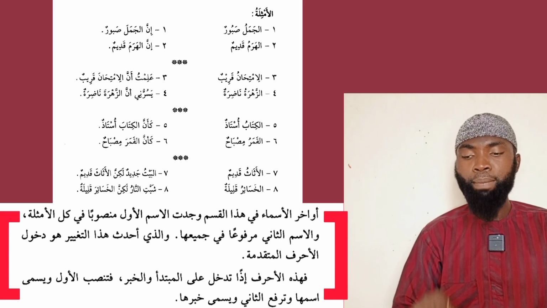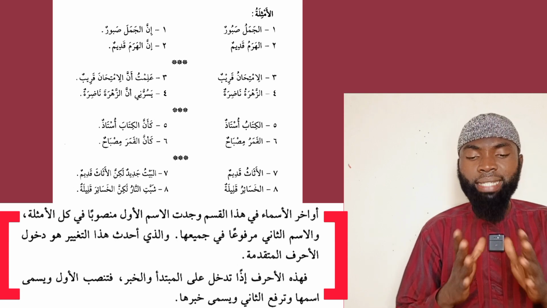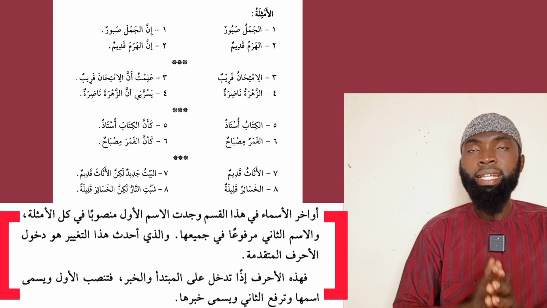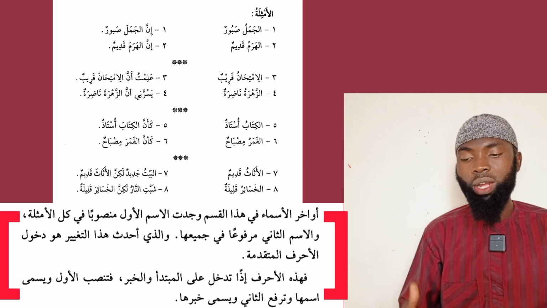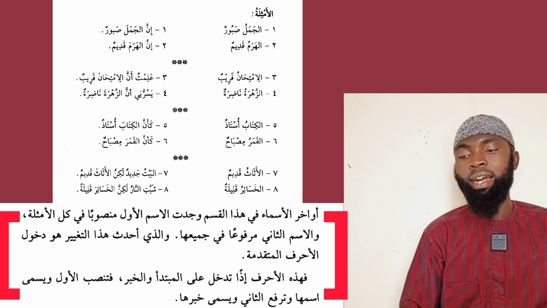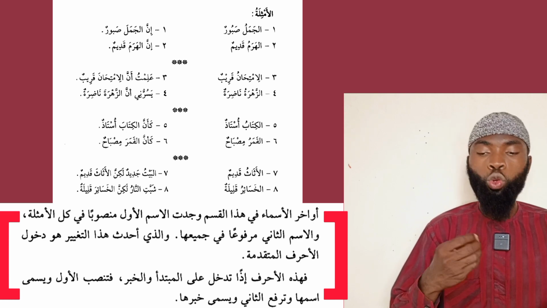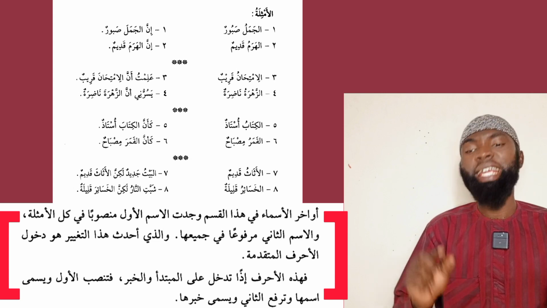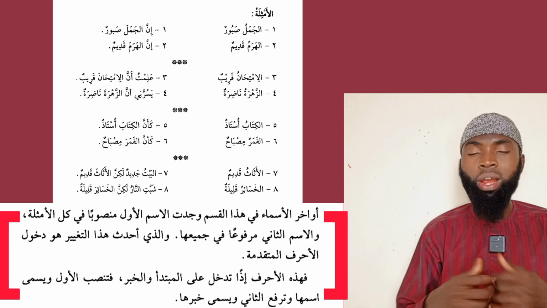وَالِاسْمُ الثَّانِي مَرْفُوعًا فِي جَمِيعِهَا. And you find out that in all of the examples, the second noun will always maintain the marfu case, the nominative case carrying dhamma. It never turned to fatha. وَالَّذِي أَحْدَثَ هَذَا التَّغْيِيرَ. And what brought these changes that we have seen, هُوَ دُخُولُ الْأَحْرُفِ الْمُتَقَدِّمَةِ. It is the introduction of the previous particles that we have listed.